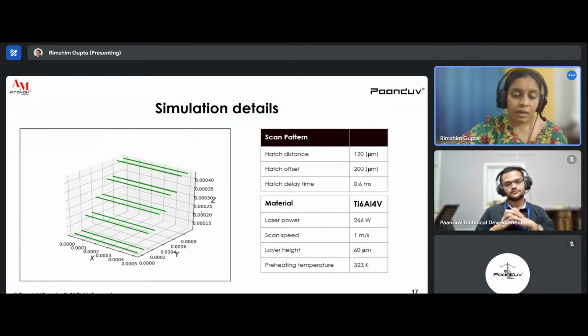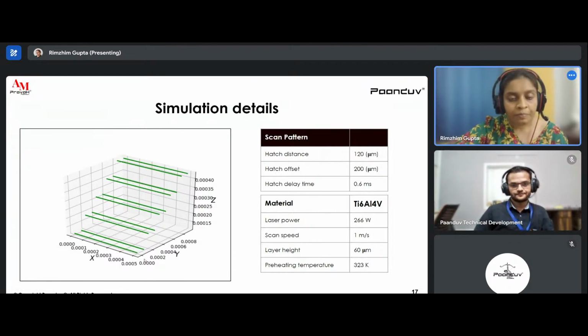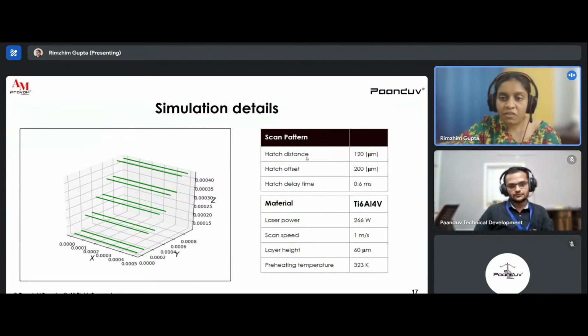This is the scan pattern that is also generated using AM Pravah. We have provided a tab in the graphical user interface to visualize the scan pattern, through which you can visualize the scan pattern in this format. Some scan pattern related details such as hatch distance, hatch offset, hatch delay time, which is very important. Just notice 0.6 millisecond, because after some slides I will change this delay time and show you the results for this particular study.